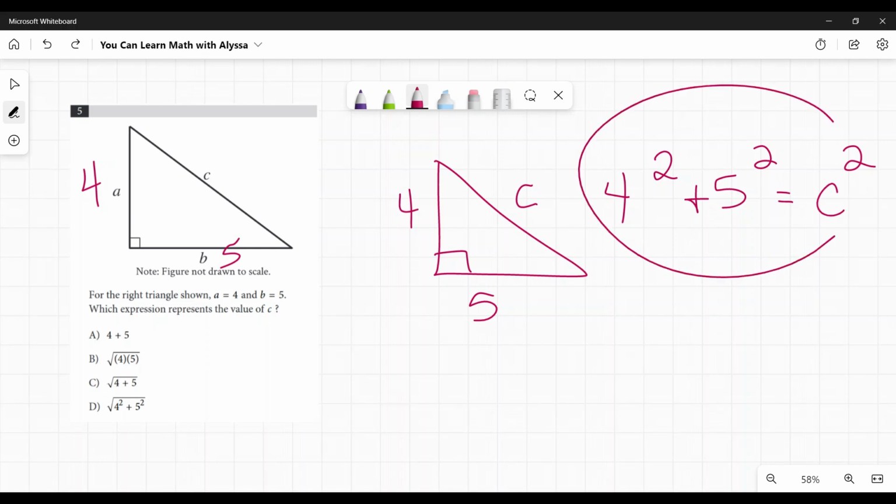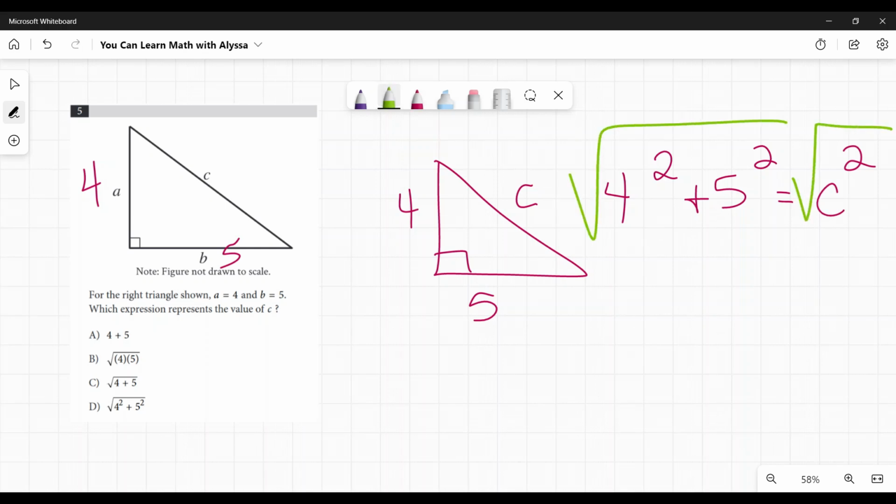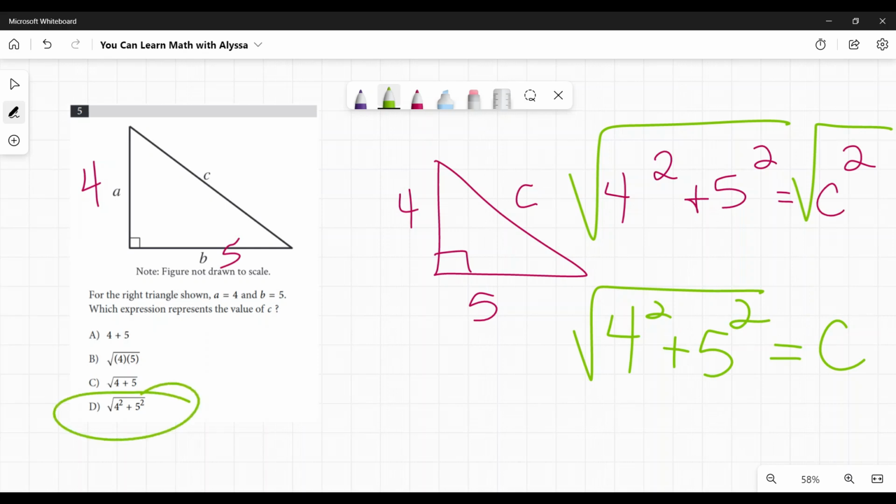So I'm at this point, 4 squared plus 5 squared equals C squared. If I wanted to solve for C, I would take the square root of both sides, and that would leave C by itself. And on the other side would be the square root of 4 squared plus 5 squared. And that's D. That's as far as I have to go. I don't actually have to use my calculator for this one. I just have to know what the Pythagorean theorem is and then be able to solve for C.